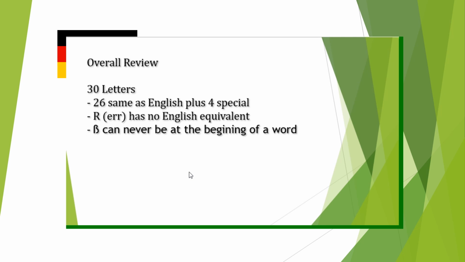So overall review for this chapter that we have studied: there are 26 English letter equivalents plus 4 special, 3 umlauts and 1 sharp S. The R has no English equivalent. Pronunciation-wise, it is exclusive to German only, and the sharp S can never be at the beginning of a word. So with this, I am concluding this chapter and we'll continue with our next chapter. Thank you for now.